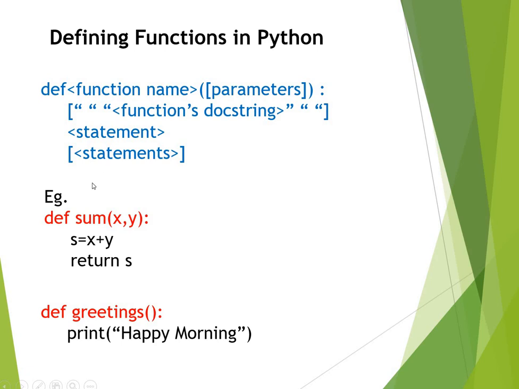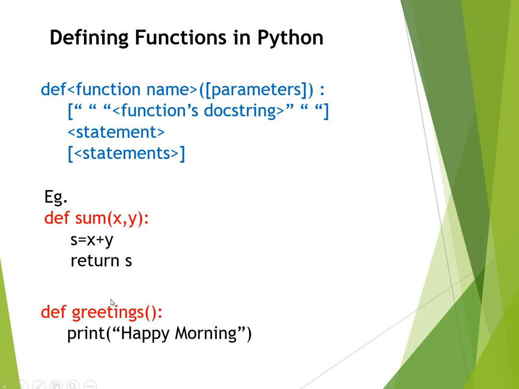Okay. Let's have a look at an example. def sum x comma y colon, s is equal to x plus y, return s. There are two examples I have given, one with parameters and one without parameters. So def is the keyword, sum is the name of the function, x comma y are the parameters of the function. This first line, def sum x comma y colon, is the function header. Both these statements are indented, so these statements are the function body.